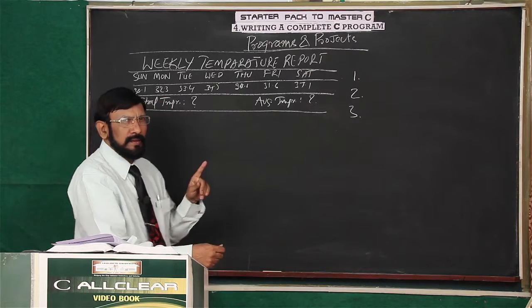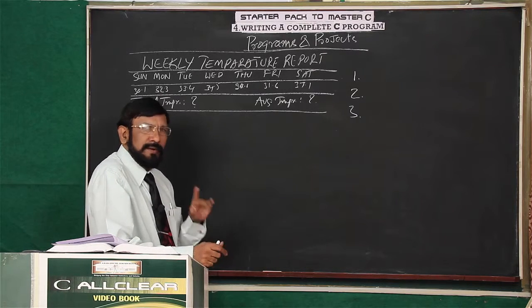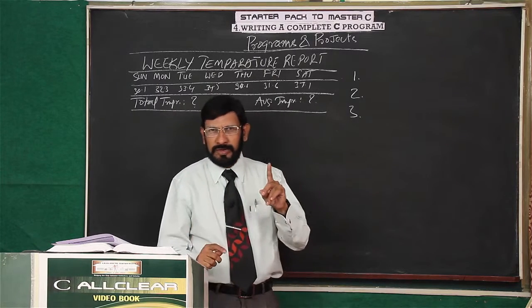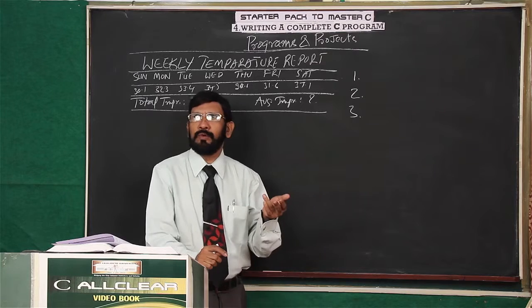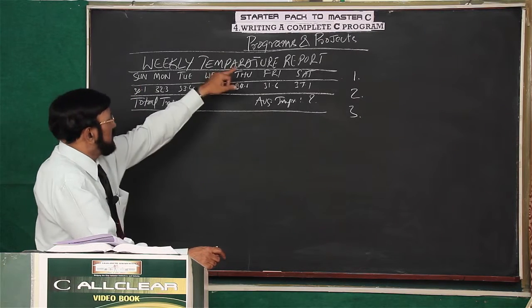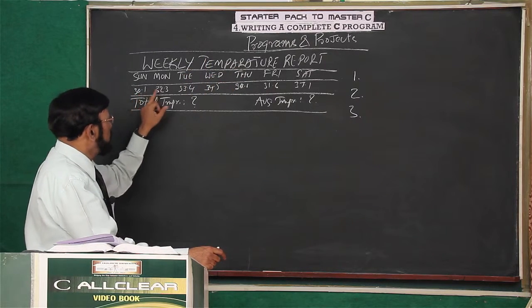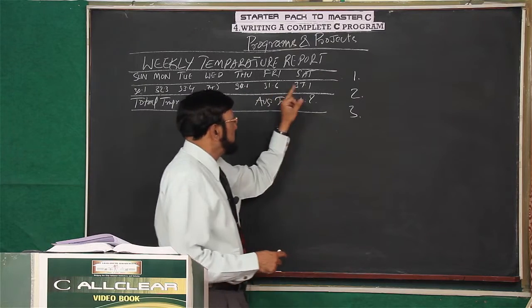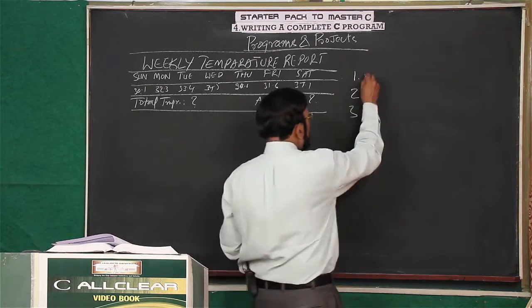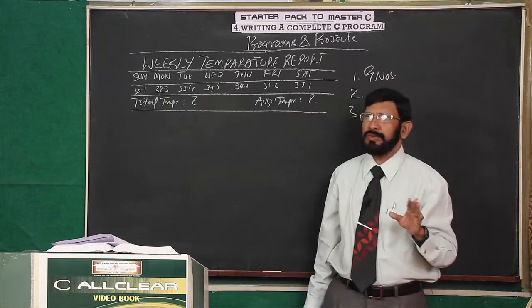Already I told you, you have to differentiate labels and data. Labels are meant for improving the readability. Here, if you see, all these are labels. This is a label, this is a label. These are the data items: 1, 2, 3, 4, 5, 6, 7, 8, 9. Totally 9 variables we have to create.